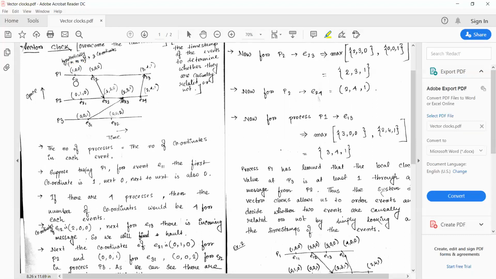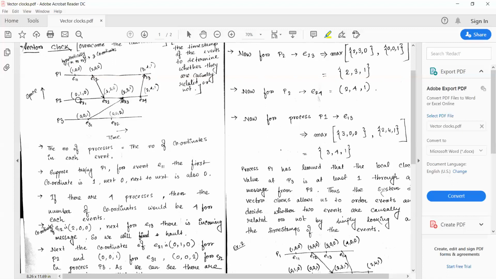So for E11, there are no incoming messages, so by default we will start with 1. We have already learned that by default we start with 1. In Lamport's logical clock also, we started with 1, and the default value of d also is 1. So what will be the value of the coordinates of E11? See, 1, 0, 0, because the values of P2 and P3 are 0, as there are no incoming messages. These values will change when incoming messages are received.